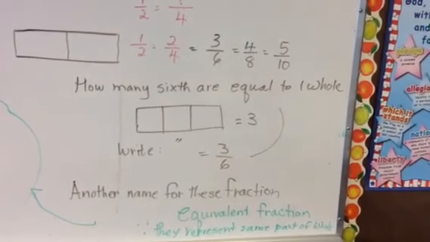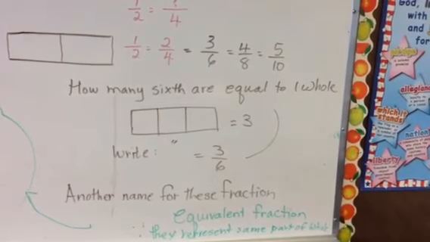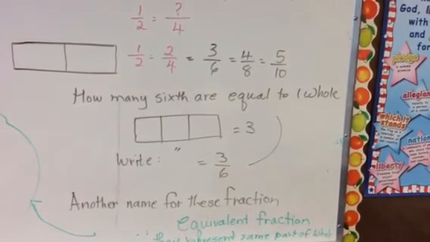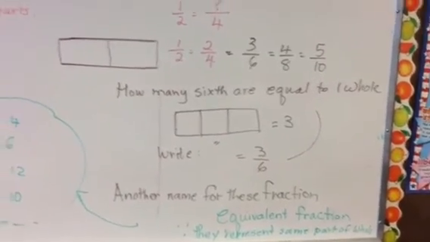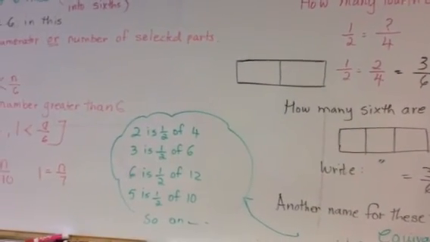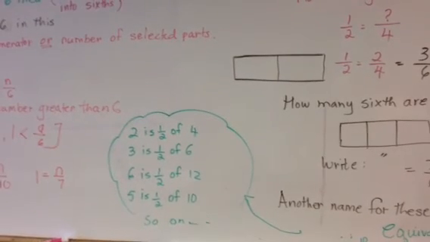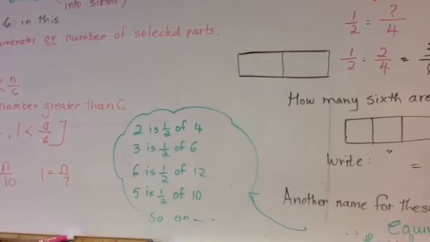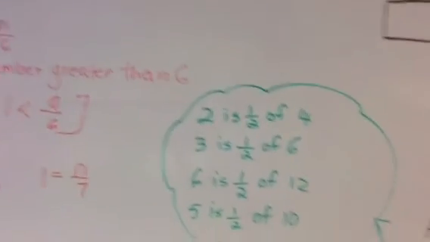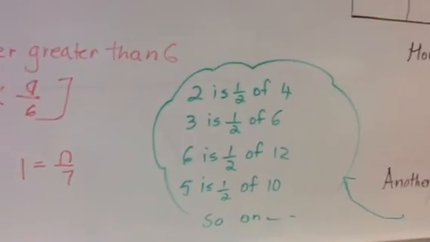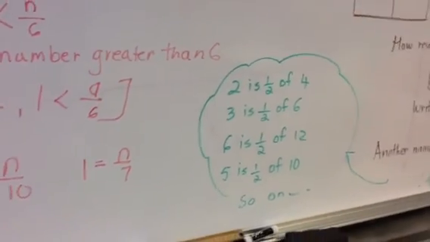Half can be equal to 2/4, and half can also be equal to 3/6. Half can also be equivalent to 4/8, and half can also be equivalent to 5/10. And very important over here, if you see, 2 is half of 4, 3 is half of 6, 6 is half of 12, 5 is half of 10, and so on. And there is some more. What is half? 10 is half of 20. 20 is half of 40.